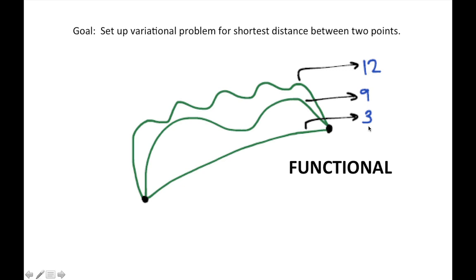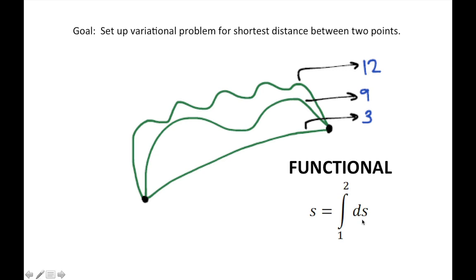For our problem of finding the curve with the shortest distance, we already know what our functional will be. After all, if we want to find the distance s along a curve, we just need to take the line integral. So to find s, we're just going to integrate from point 1 to point 2 ds.